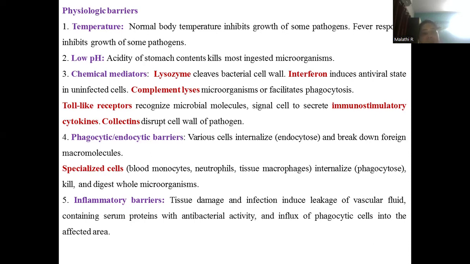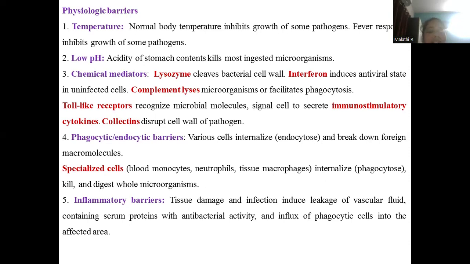Apart from that, we also have chemical mediators, which include lysozyme, which cleaves the bacterial cell wall, thereby clearing off the bacterial infection; interferons, which induce an antiviral state in uninfected cells so that they will be protected from viral infection; and complement, which lyses microorganisms or facilitates phagocytosis. Then toll-like receptors, which recognize microbial macromolecules and signal the cell to secrete immunostimulatory cytokines. One example is collectins, which disrupt the cell wall of the invading pathogen, thereby destroying it.